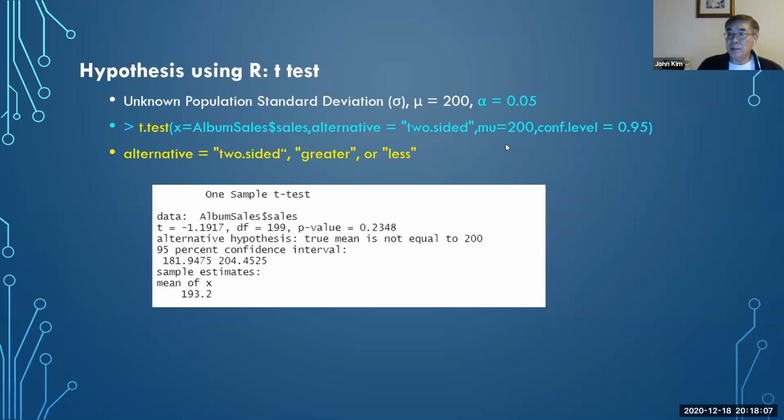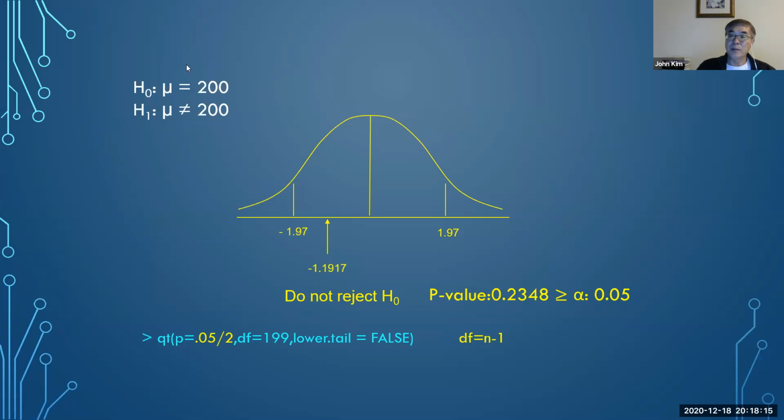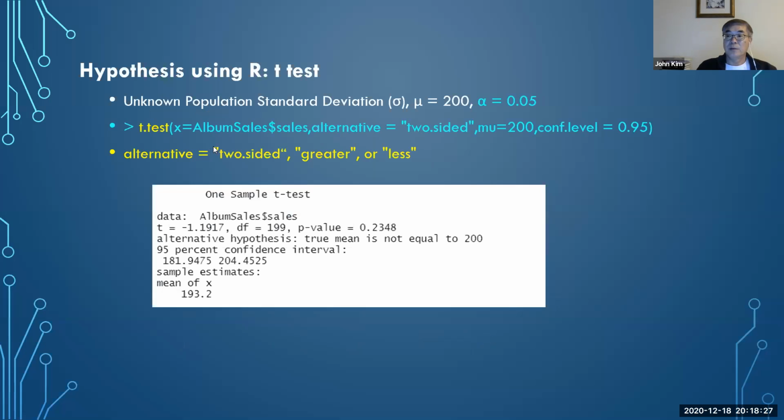So the same data, and we assume it is a two-sided, two-tailed test, the same alternative hypothesis. So the question is, if the sales is 200, a two-tailed test. So the same data set, and then the alternative, whether it is two-tail or one-tail, right-tail or left-tail, and then the population mean and critical value. Significance level 0.05, then confidence level is 0.95.